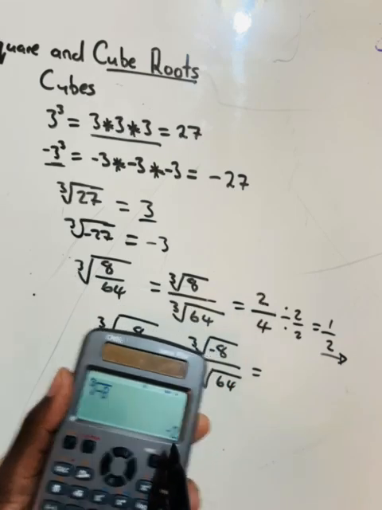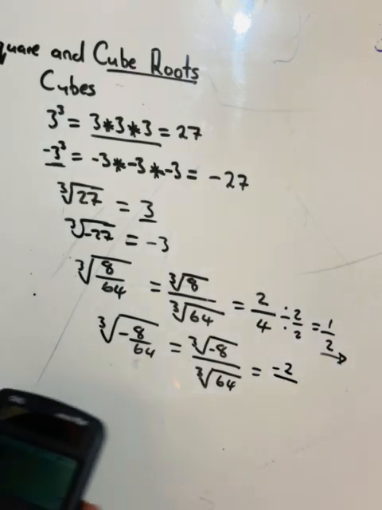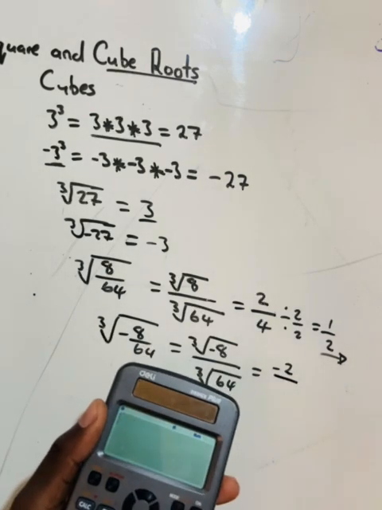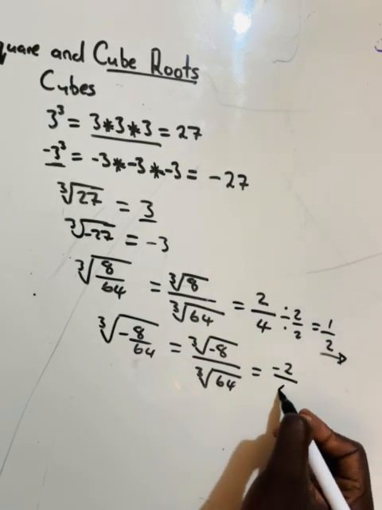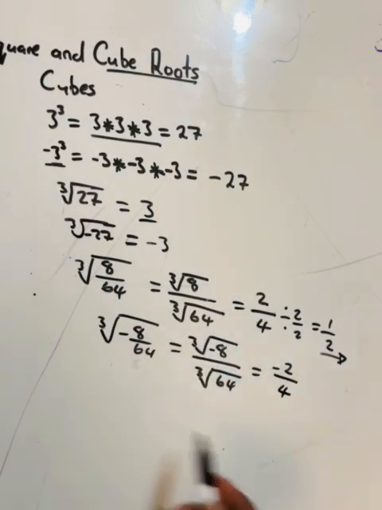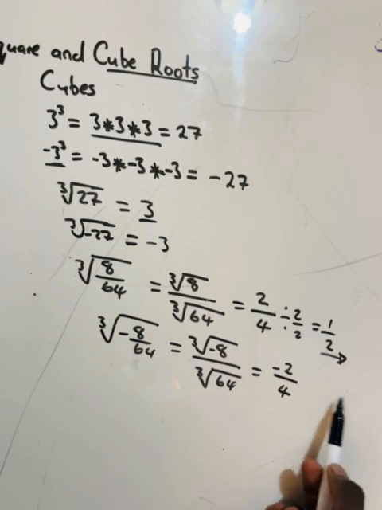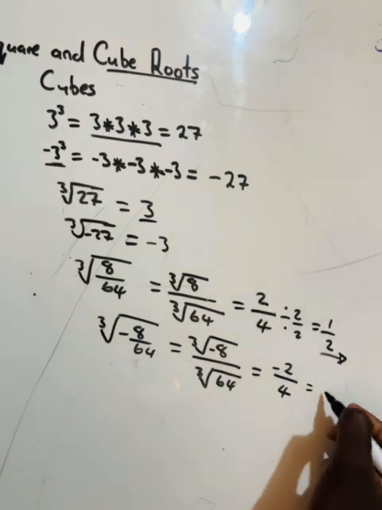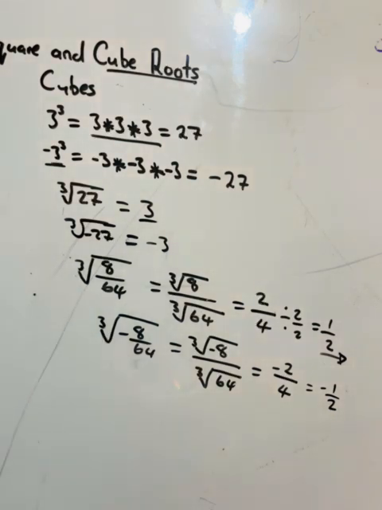We get negative 2. So I've got a negative 2 here, all over. If we say cube root of 64, we still get our 4. So we've got negative 2 over 4. And of course, you divide by 2, then you'll get negative 1 over 2. That would be the simplified version. So, yes, this is the work of squares and cube roots.